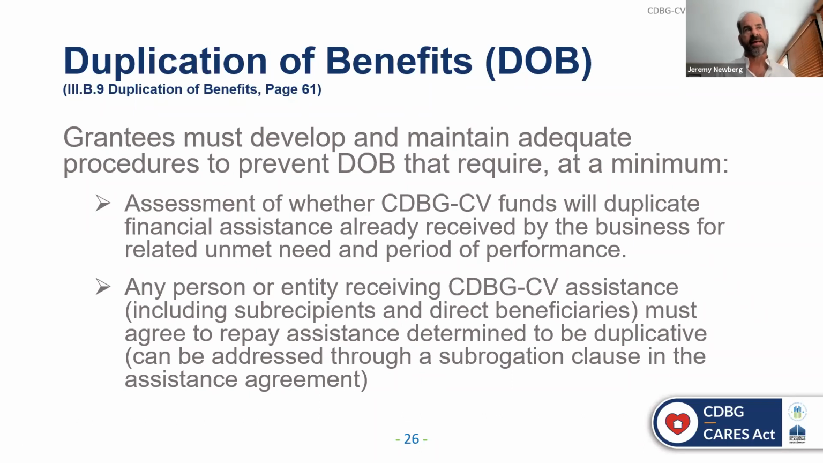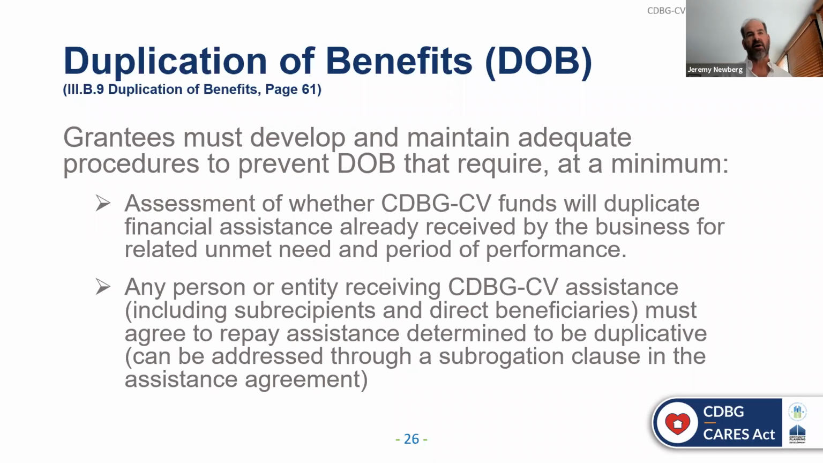So grantees must develop and maintain adequate procedures to prevent duplication of benefit that require, at a minimum, you assess whether CDBG-CV funds will duplicate financial assistance already received by the business for related unmet need and period of performance. Underline that, highlight that with your highlighter, period of performance. Any person or entity receiving CDBG-CV assistance, including subrecipients or direct beneficiaries, must agree to repay assistance determined to be duplicative and can be addressed through a subrogation clause. Say that 5 times fast, subrogation.